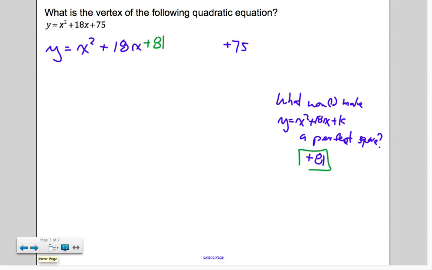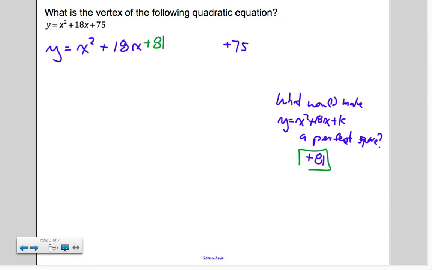Am I allowed to do that? You have to do it to the other side too. Okay, I could do it to the other side. That's what we learned from solving equations: do the same to the other side. So I could add y plus 81 on the other side. It'll make my job a little bit longer in the end, but you could do it this way.